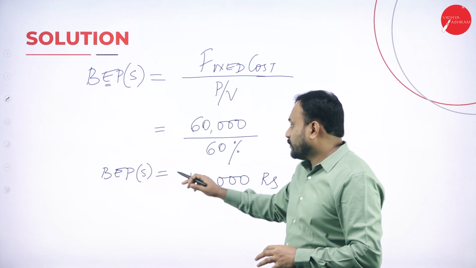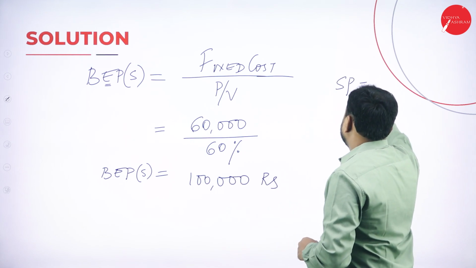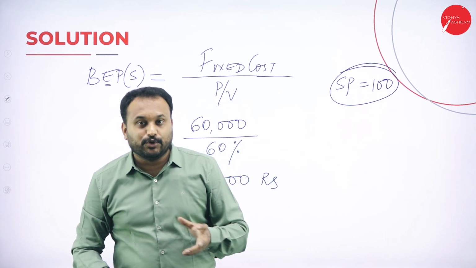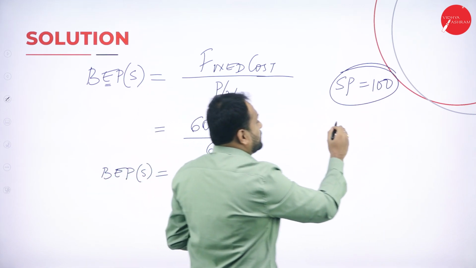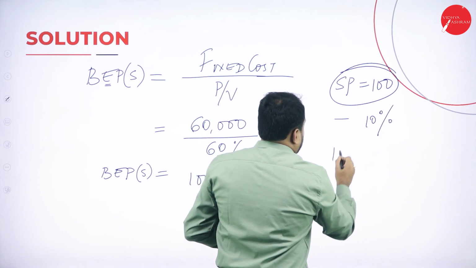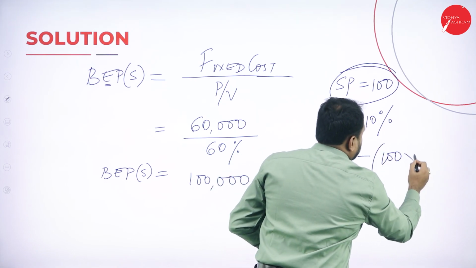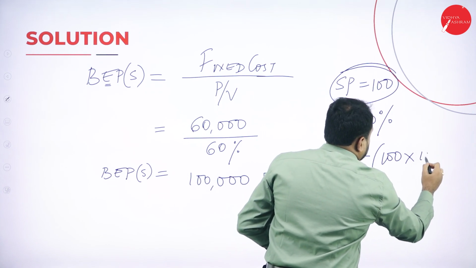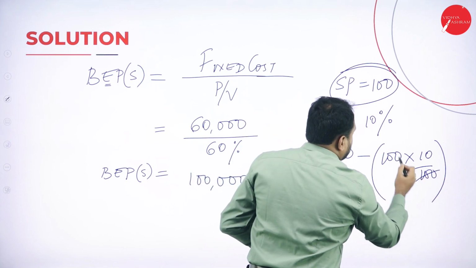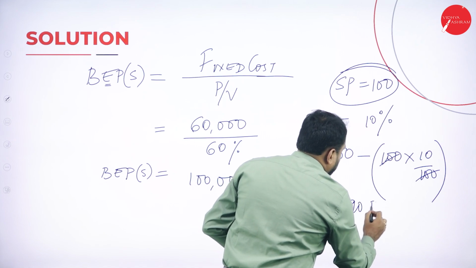Now they are telling us you need to find new BEP if the selling price is reduced by 10%. What was the selling price here? The selling price was 100. Okay. Now they are asking us to find the new BEP where selling price is reduced by 10%. So 100 minus 100 into 10 by 100. If you go with this, 100 and 100 are cancelled. 100 minus 10, that is your 90 rupees.